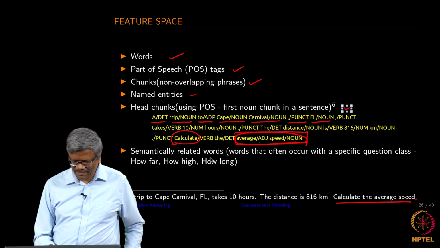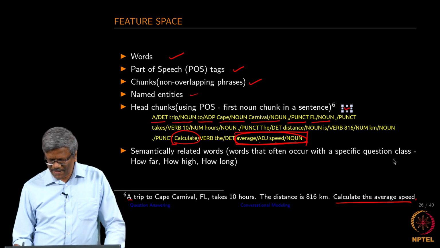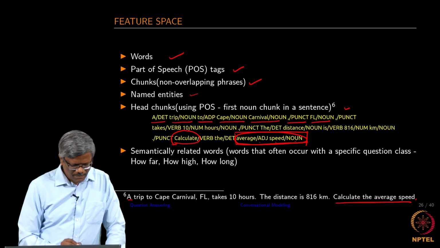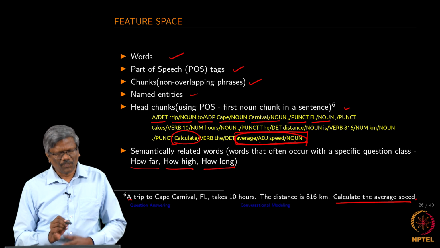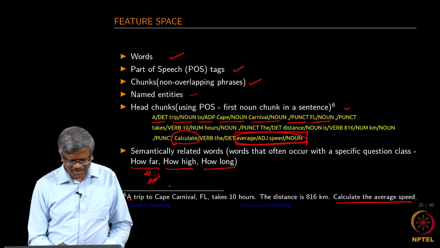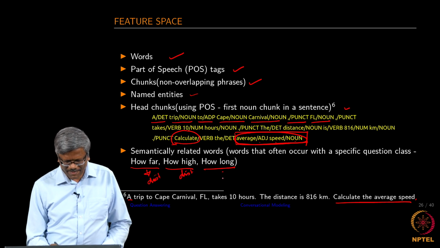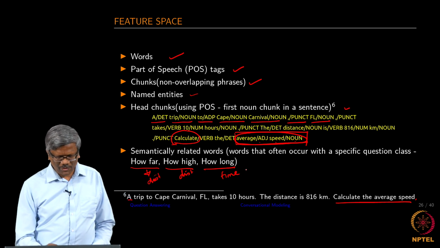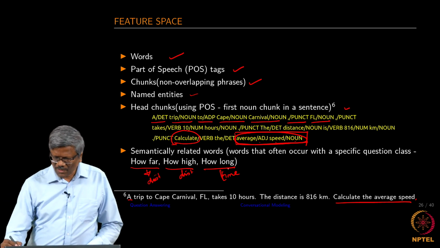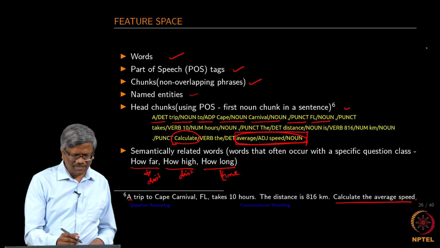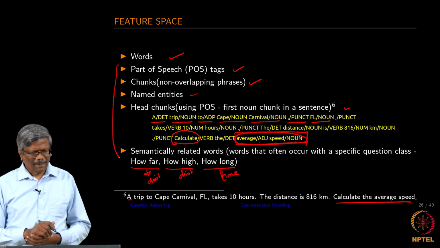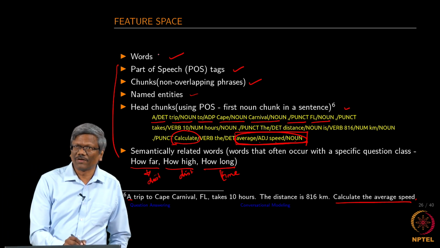And then semantically related words that often occur with a specific question class: how far, how high, how long, right. So, in this case you know that this is talking about distance, again this is distance, and this is time in most of the cases in the kinematics problems. Okay. So, now we can expand our feature space with all the other new features. It is not going to be just about words alone.